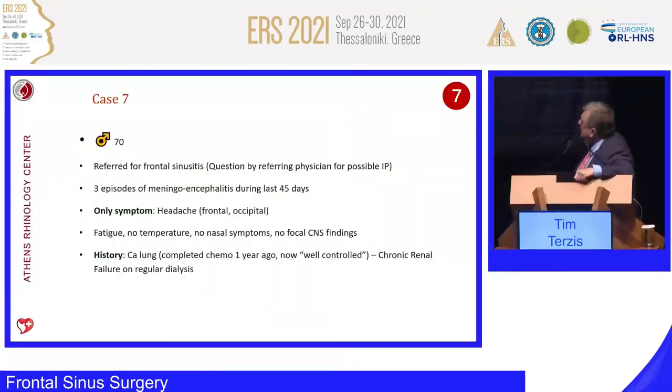So we go on to the next case. Patient, 70-year-old male, referred for frontal sinusitis. The interesting thing is that the referring physician reported 3 episodes of meningoencephalitis during the last 45 days, which can't be true, of course. Must be one not well treated, obviously. Only symptom, headache. Patient had fatigue, no temperature, no nasal symptoms. And the important thing in history was cancer of the lung, for which he completed chemotherapy 1 year ago, and it's supposed to be, according to the oncologist, well controlled at this stage. He also had chronic renal failure on regular dialysis.